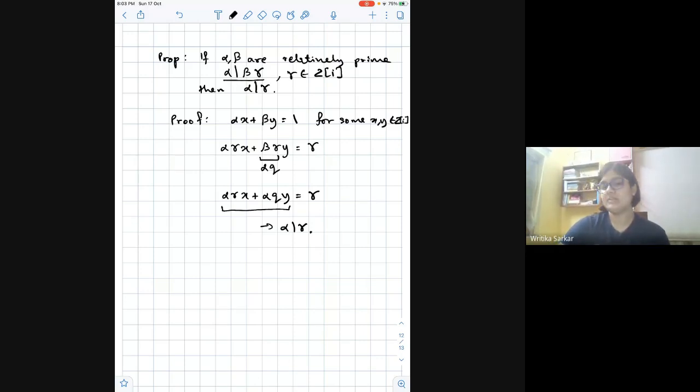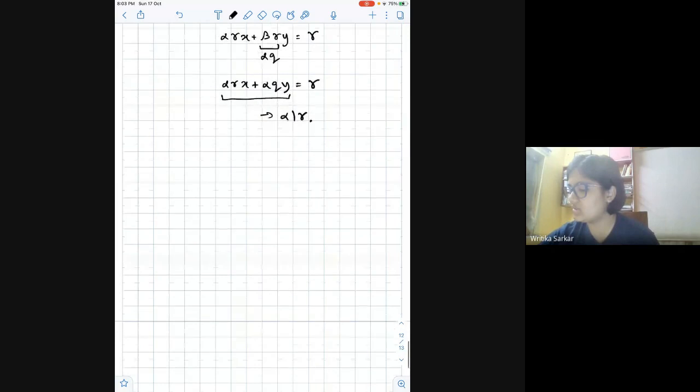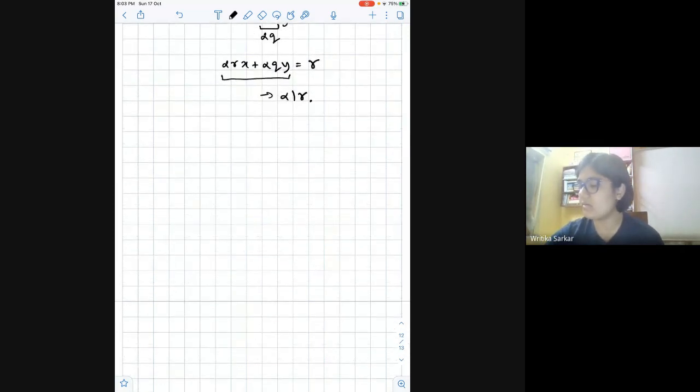Cool. So now since we are done with divisibility, we are really coming to the crux of Zi, the most important property of Zi, which is actually going to get us home with our two squares problem, and that is unique factorization. I'll just write it down.